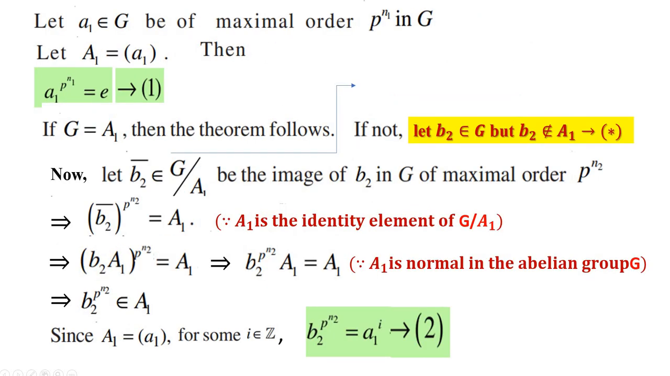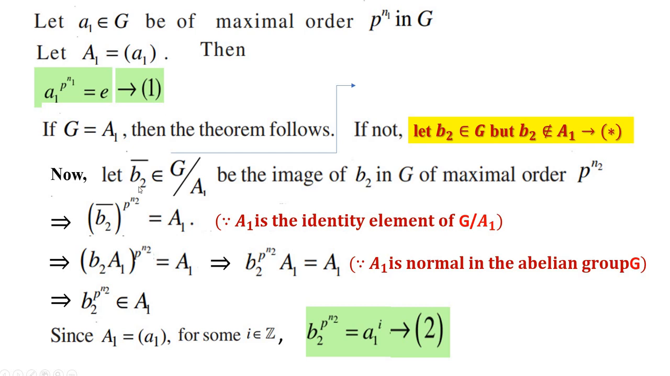For this, we consider a1 in G to be of maximal order, say p power n1, and A1 to be the cyclic group generated by a1. Because a1 is of order p power n1, we have a1 raised to p power n1 to be the identity element, named equation 1. Now if G equals A1, then the theorem obviously follows. If not, we shall take an element, say b2 in G, but b2 not in A1. Name that as statement star.